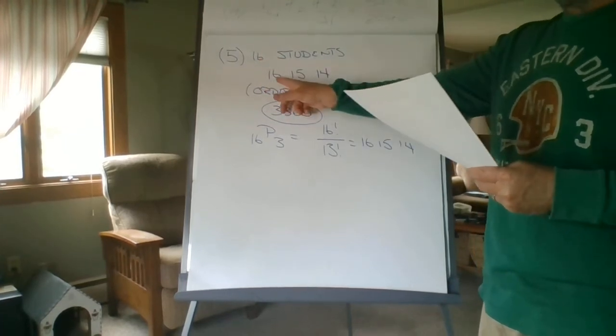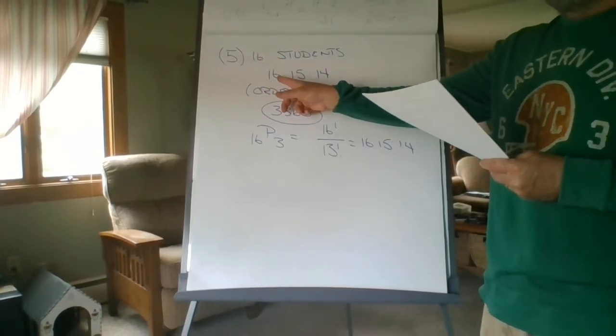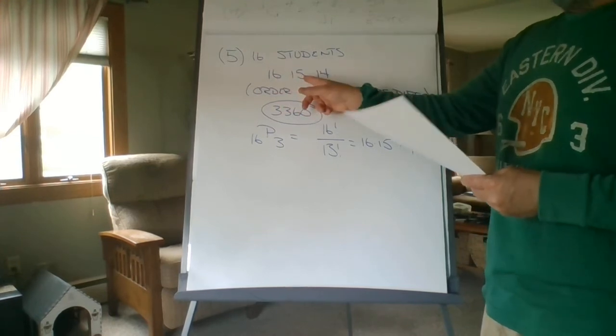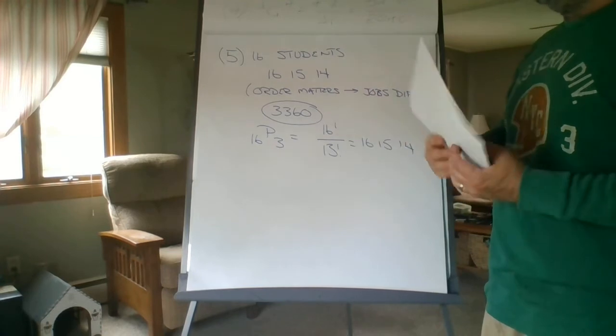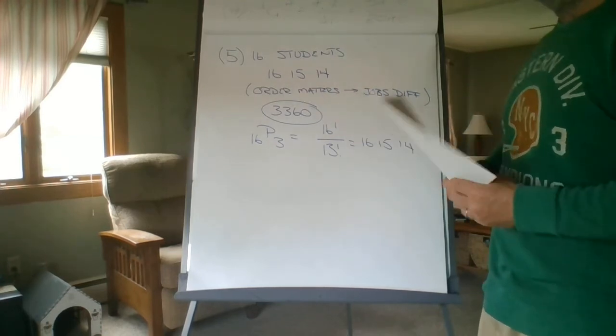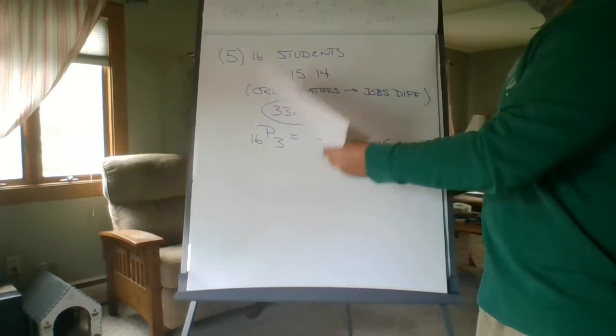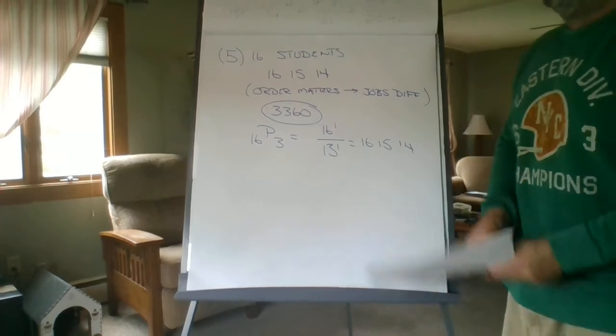So to hand out papers, there's 16 different students to choose from. All right. Then there's going to be 15. All right. Then there's going to be 14 for the third. It always goes down. The order matters because the jobs are different. All right. 16 times 15 times 14 is 3,360.